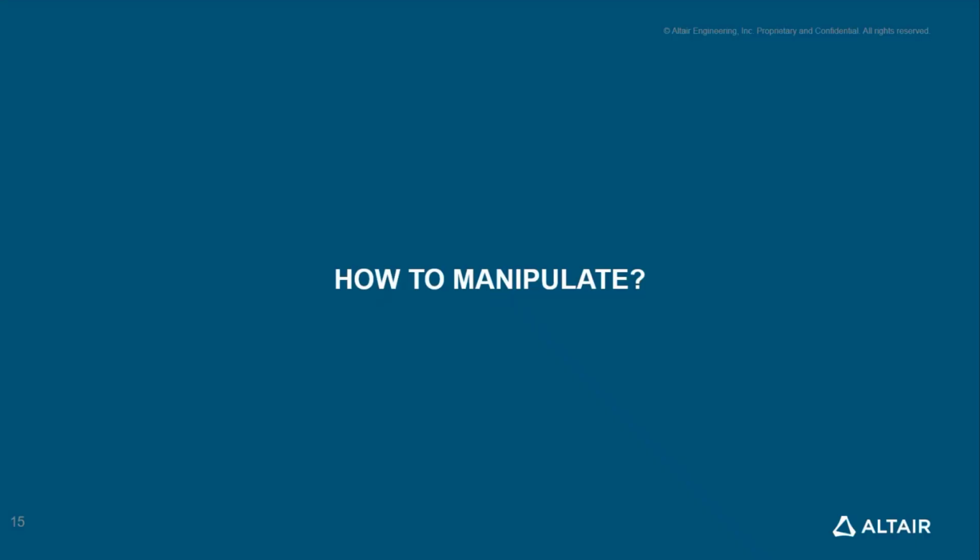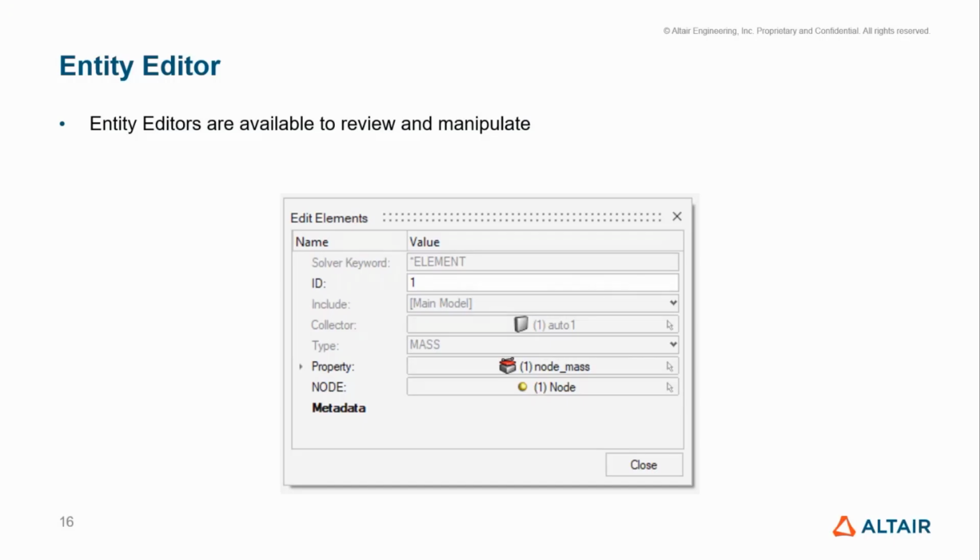And you created it, right? How do you manipulate it? How do you review it? How do you edit it? That's obviously the next question that comes to our mind. So in this case, for reviewing it and editing it, we will cover the reviewing aspect in more detail. For the editing aspect, we need to go to the entity editor.